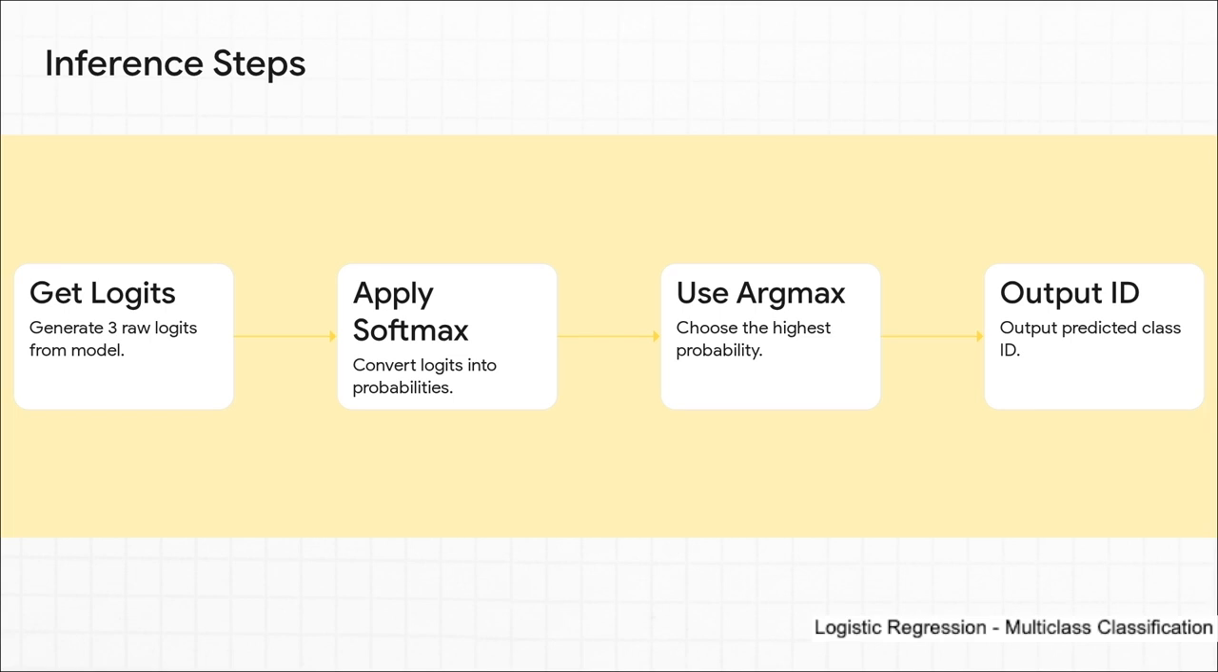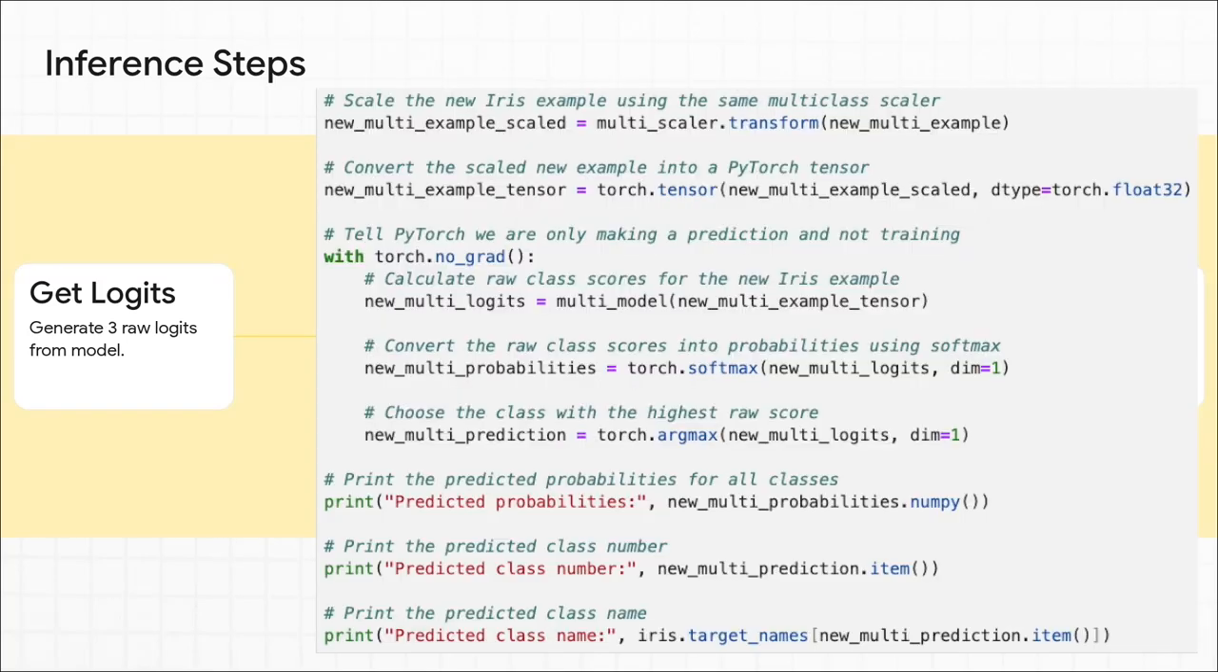Third, we use a super handy PyTorch function called torch.argmax. Argmax literally just looks at our 3 probabilities and picks the index of the highest one. If the highest probability is the very first score, argmax returns 0. If it's the second, it returns 1. And that gives us our 4th step, the winning class ID, which maps perfectly to our target species.